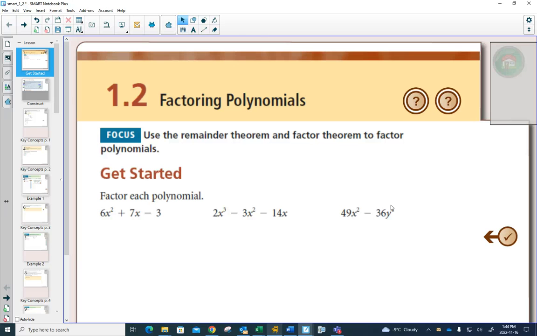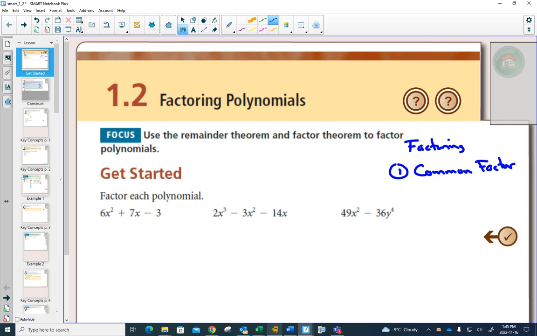Now, for my grade 10s, for factoring, there's sort of three main types of factoring that you learn. One, you should always look for a common factor first. Two, is if you have a trinomial, then it factors, right, to be something like two binomials.